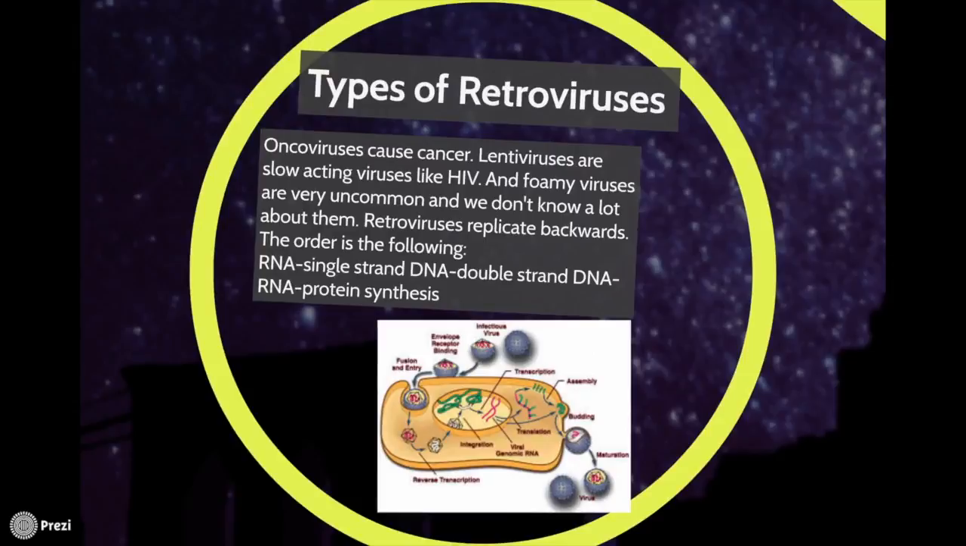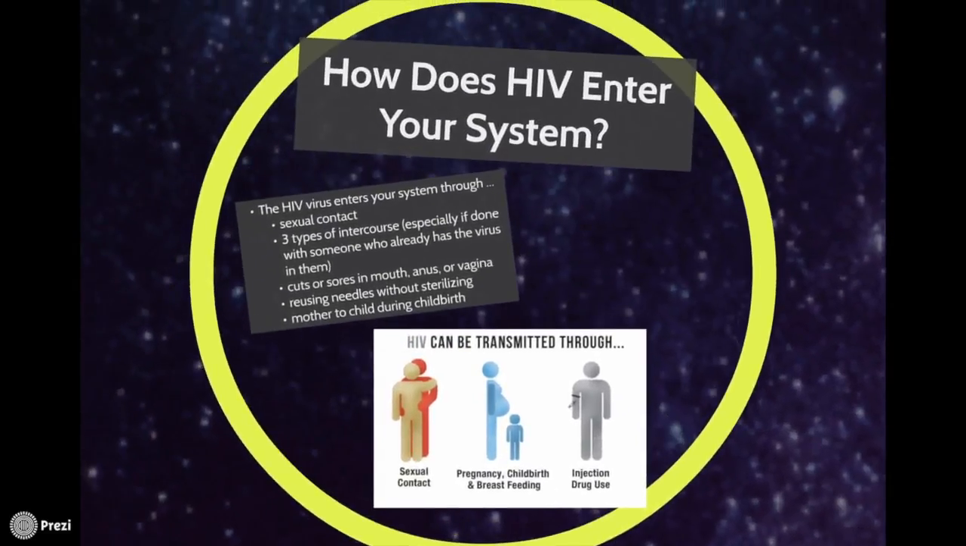Types of retroviruses. Oncoviruses cause cancer. Lentiviruses are slow-acting viruses like HIV. And foamy viruses are very uncommon, and we do not know a lot about them. Retroviruses replicate backwards. The order is the following: RNA to single-strand DNA, to double-strand DNA, to RNA, back to protein synthesis.